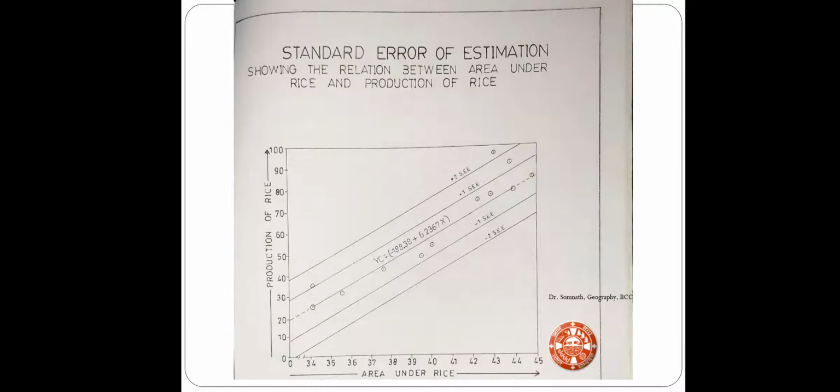One should know that the plus minus 2 standard error of estimate range will be expected to contain 95.45% of the total occurrences, and if required, the plus minus third SE will be expected to contain 99.73% of the total occurrences.